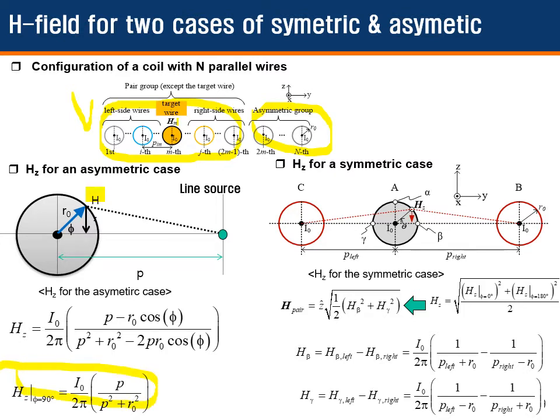Second, we think about the Hg for the symmetric case. Wire A can be affected by both the left C line source and the right B line source. That is, the Hg field can be obtained by calculating H beta and H gamma. H beta and H gamma are expressed as follows here.